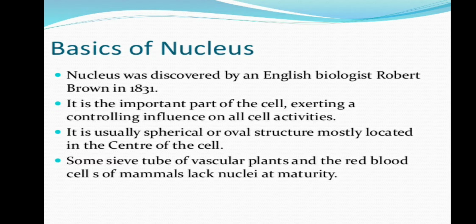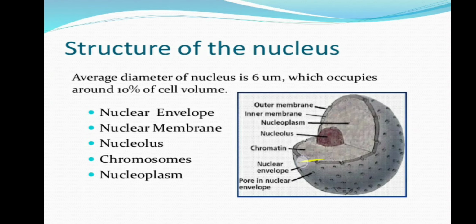Some cells lack a nucleus. In some cells the nucleus is absent. For example, the red blood cells of mammals, our body's red blood cells, lack a nucleus at maturity. When they mature, the nucleus is not present in them. Okay. Sieve tubes are the part of phloem tissue in plants which transports food. So sieve tubes in plants and red blood cells of mammals, both lack a nucleus at maturity.